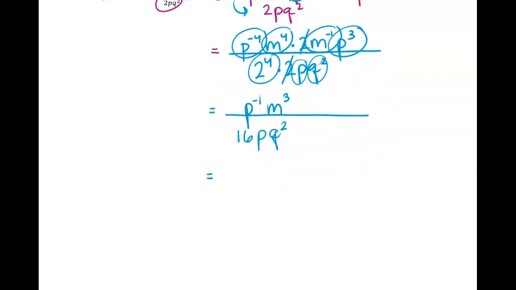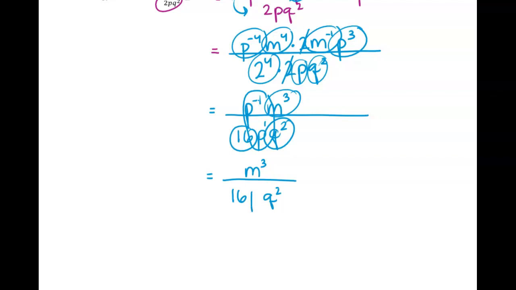So to be finished, you can't have multiple spots with the same variable. So the m cubed, there's only one of them. It's going to stay. The 16, that's going to stay. The q squared, that's going to stay. And now our p's. p to the negative 1st over p to the 1st. Negative 1 minus 1 is negative 2. So we have p to the negative 2nd. Put it on the bottom and make it a positive exponent.